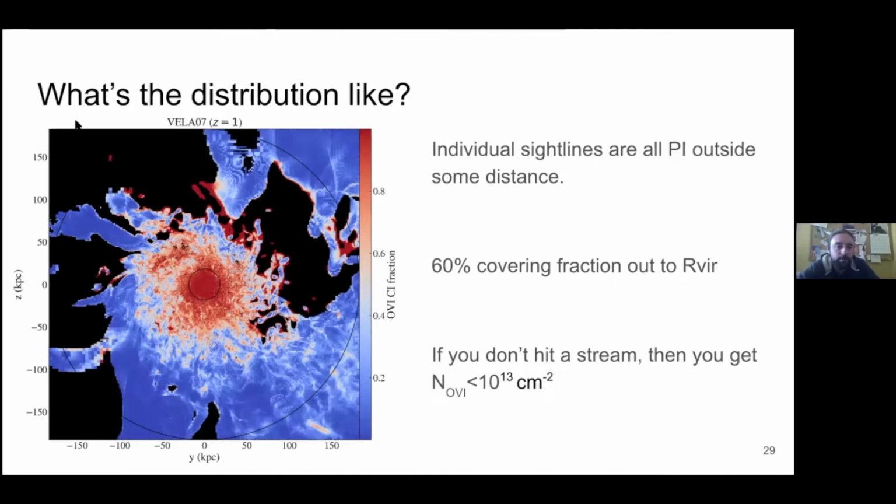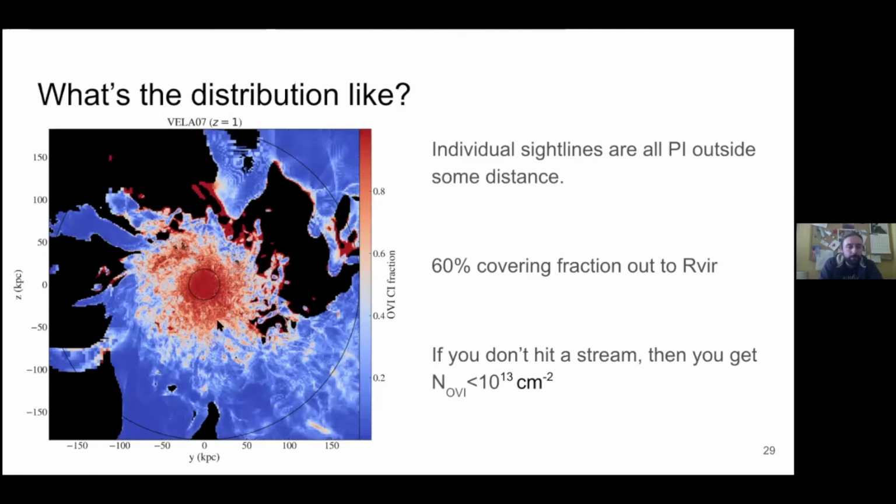So this is a panel of the same angle. This is that same inflowing counterclockwise, or I keep saying counterclockwise, but clockwise filament from here. And the color is whether a sightline that goes through at that specific angle, just face on to you, is mostly going to run into photoionized gas, collisionally ionized, or equal of both. So the blue is all photoionized, the red is all collisional, the white is like 50-50, and the black is where we have manually crossed out all the ones where you would get a non-detection. These are less than 10 to the 13 atoms per centimeter squared.